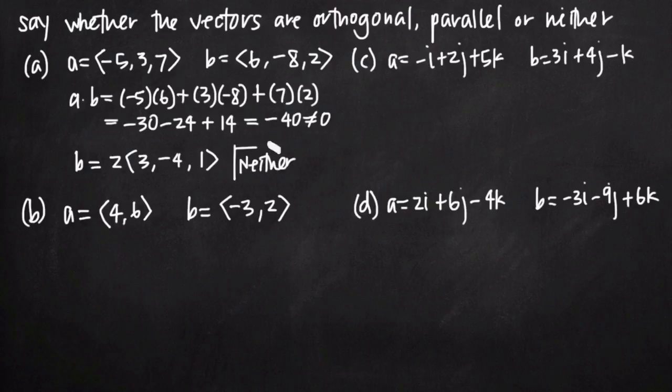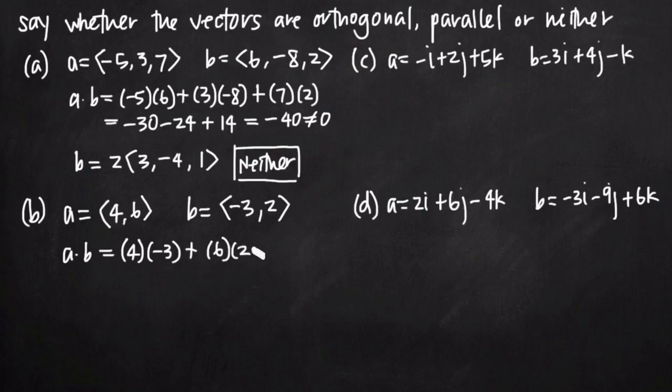So we'll go ahead and say neither for this case. Now if we look at example B here, where we have A equals 4, 6, and B equals -3, 2. Let's try our dot product to see if they're orthogonal. So we'll say the dot product of A and B is going to be our x components, 4 times -3, added to the product of our y components, 6 and 2. When we do that, we get -12 plus 12. That is equal to 0. Therefore, our vectors are orthogonal.